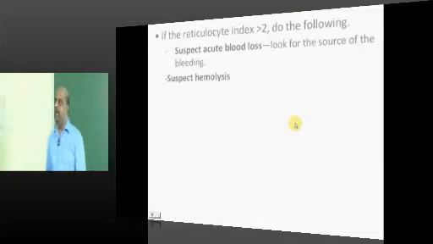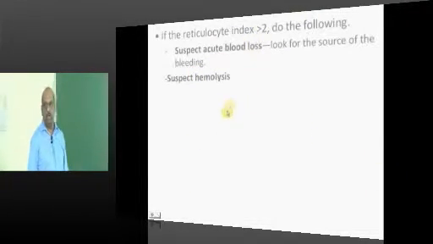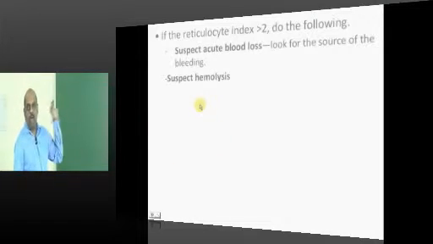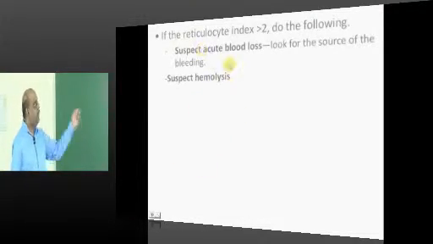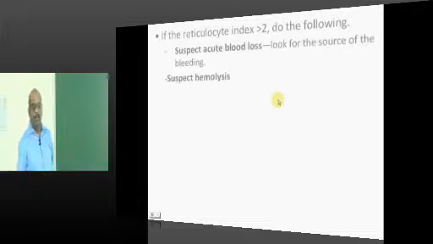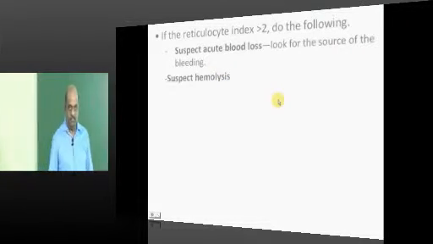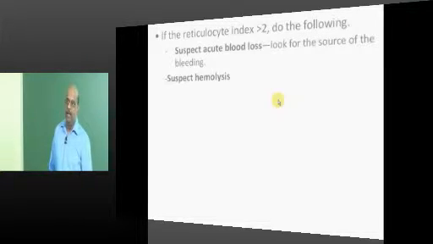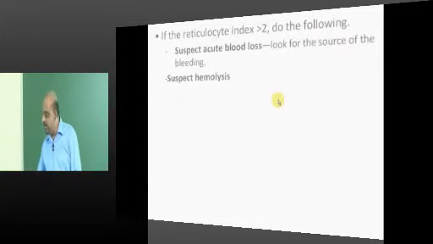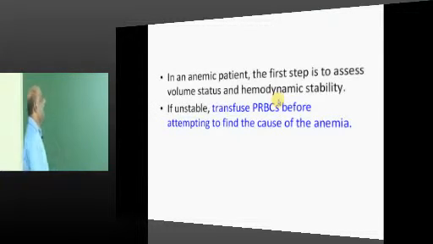So how do you interpret the retic count, doctor? If the retic count is more than 2%, possibility 1, there could be a rapid hemolysis, or there may be acute blood loss, like an elderly person who has angiodysplastic lesions in his intestine, colon, which are undergoing bleeding actively, and that is compensated by the bone marrow by reticulocytosis. So that needs to be evaluated.